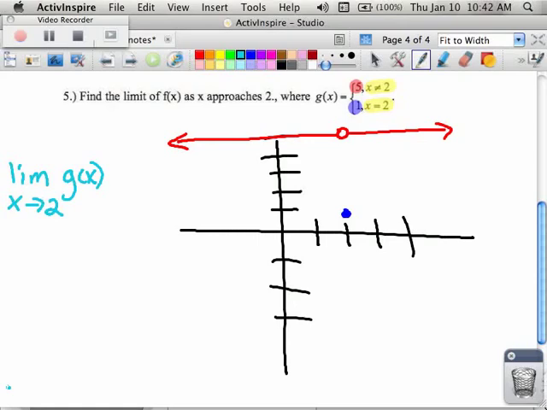Here's the thing that's really interesting that messes people up all the time. There is a difference between the phrase limit and g of 2. g of 2 says when I plug in an x value of 2, what pops out? And the answer is 1. Because limits are y values.